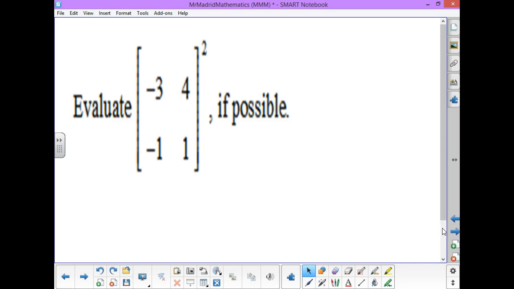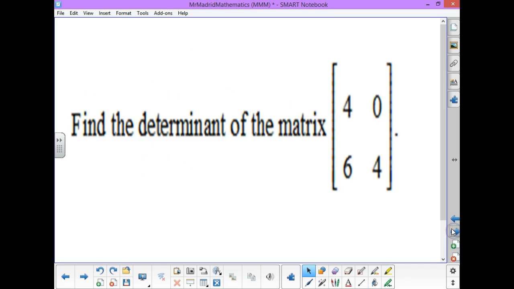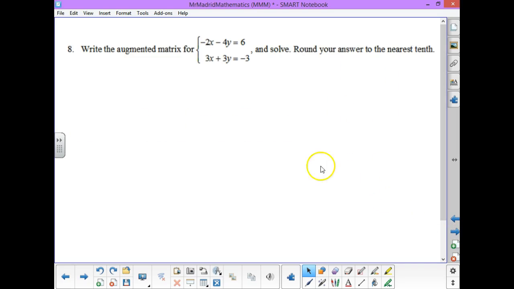evaluating the square of a matrix, if possible, right? Investigate that in your notes. Hey, when is it possible, when is it not? I remember that discussion. The determinant, okay, we looked at that as well. Write the augmented matrix. Okay, kind of intimidating. We covered these. They're actually not that bad. So find those notes and review as much as possible so that tomorrow you can come prepared.